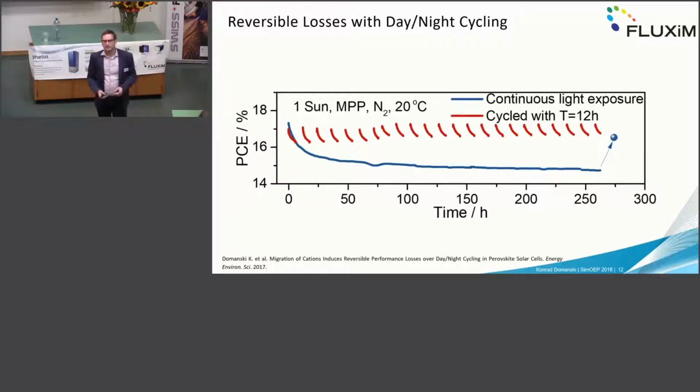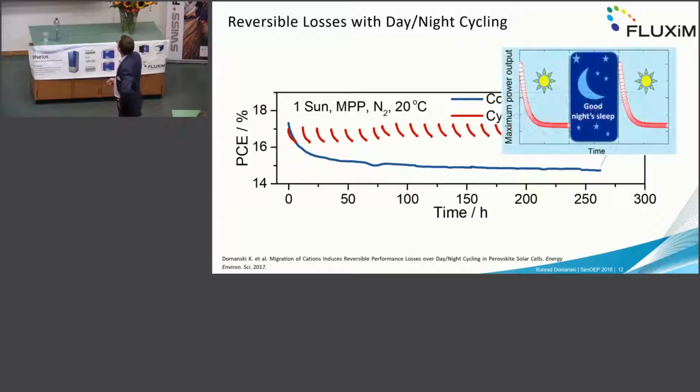So what we were trying to see is if there would be any light fatigue from the cycling, but what we found is actually the opposite. When the device is in the dark, it just doesn't degrade, so there is no light fatigue. We call this phenomenon good night sleep, and we explained it by investigating how ions move inside the device.